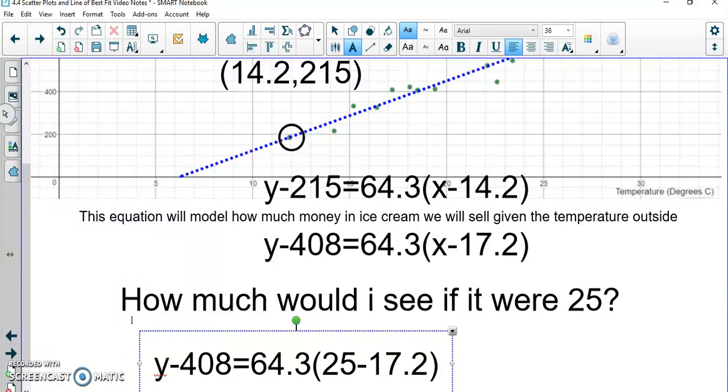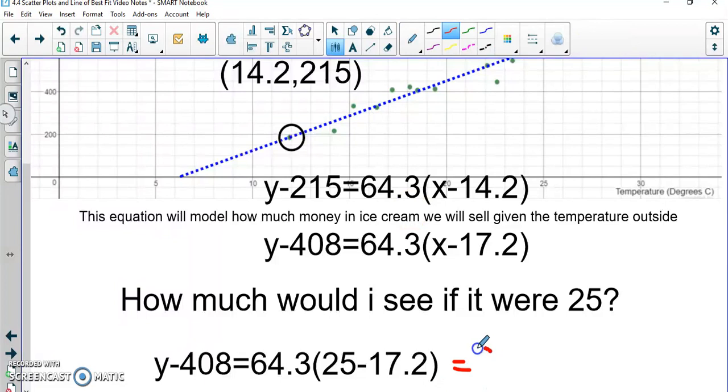64.3 times 25 minus 17.2, and I have to add the 408. It tells me I should make about $900 in sales. So again, I don't have that data point, but I use my line of best fit to approximate what it should be without having to actually wait for a day that's 25 degrees.